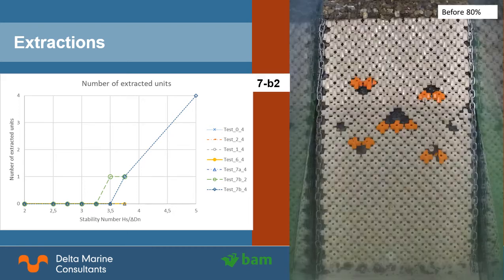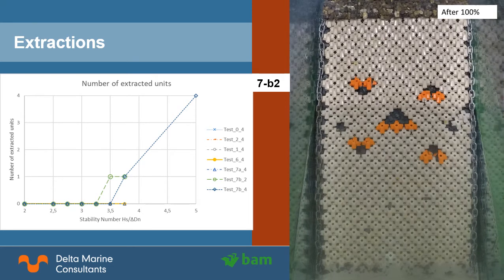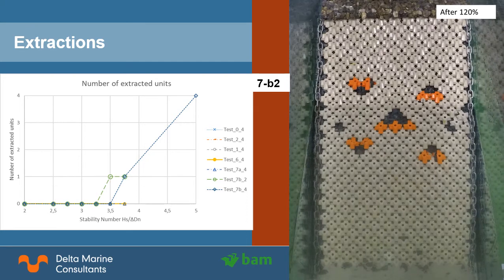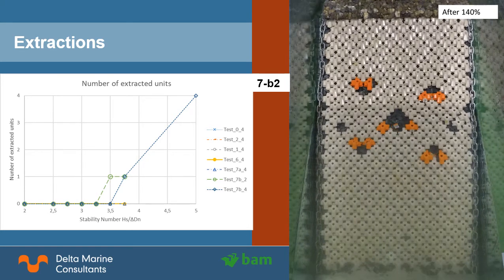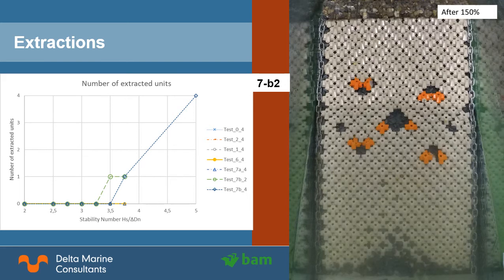And this is what it looks like. This was 7B2, the way the model was built up, and then we click through and we see how the model behaves. Now we're after 120%, 130, and then at 140 you see the block displaced in the middle. And then this is what it looks like after test 150. And you can also see quite a lot of underlayer material at the toe of the breakwater.